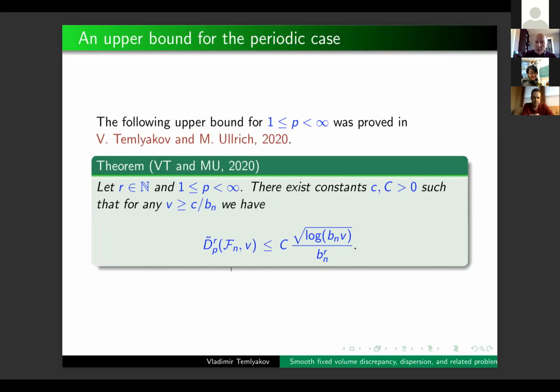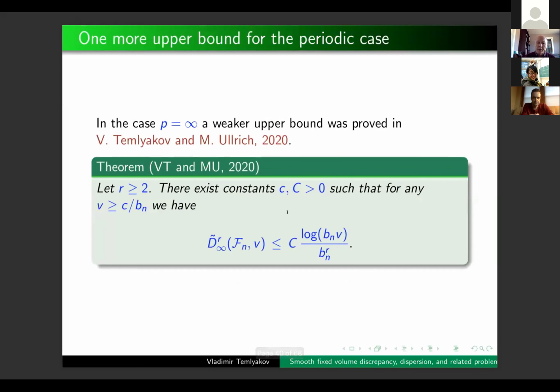So this requires a somewhat different technique. But anyway, this is what we did with Mario. And again, we extended this to the case of p equals infinity. So in that case, this is log with exponent 1. And so we did here the periodic case, as you can see. So this is the same as in the non-periodic case. So let's keep going. But again, let me stress that r here is greater or equal than 2.